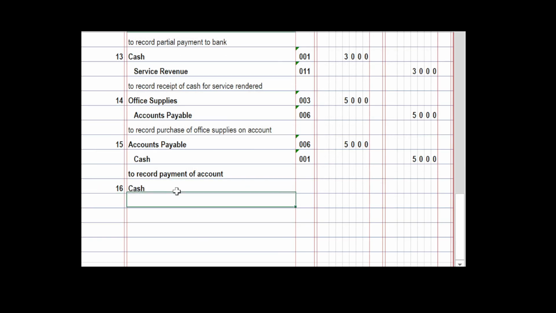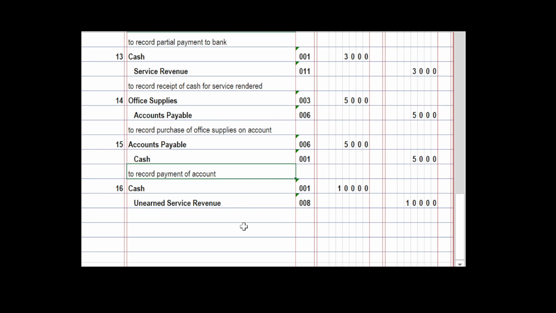So, again, debit tayo ng cash, and then credit tayo nito. So, 001, and then 008, and then yung amount is 10,000. Ayan. So, to record receipt of cash for service not yet rendered. Pwede yan, ganyan yung description natin.